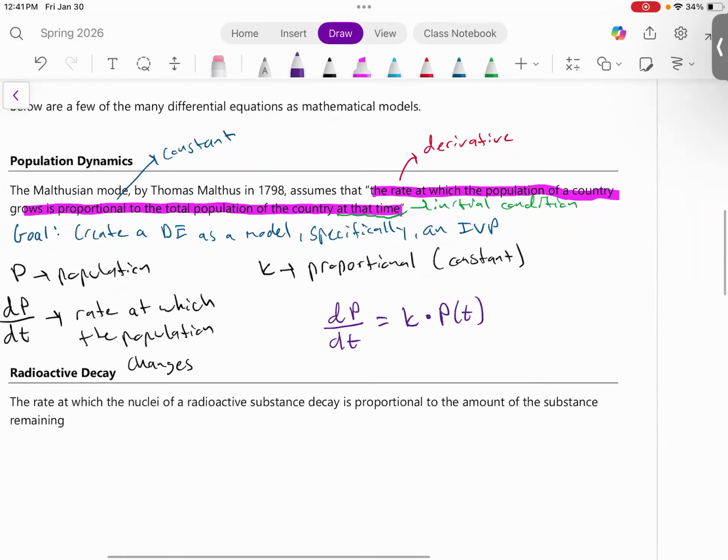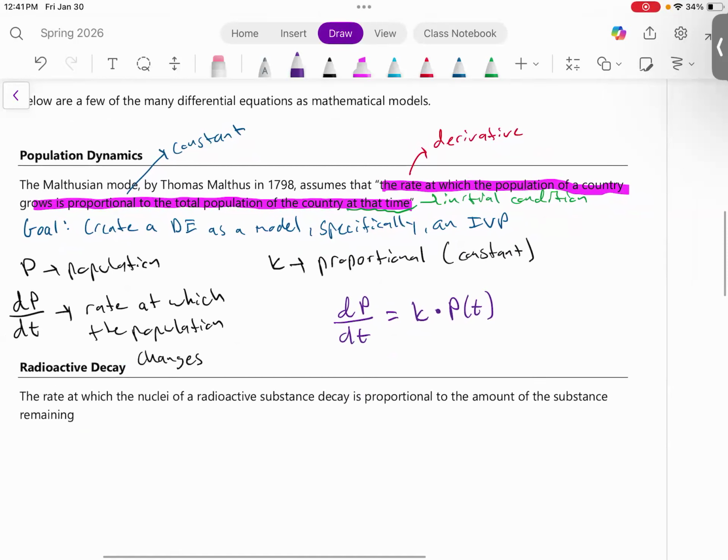Okay, and we're building an initial value problem. I have my initial condition. So one easy way we could do that is saying at time zero, we have our initial population P naught. Initial condition, initial population.